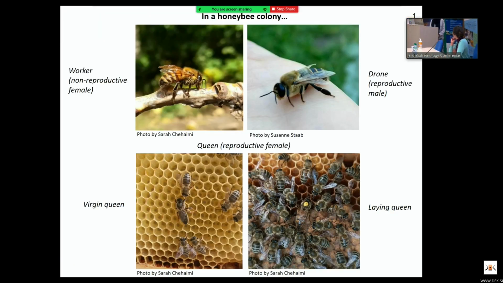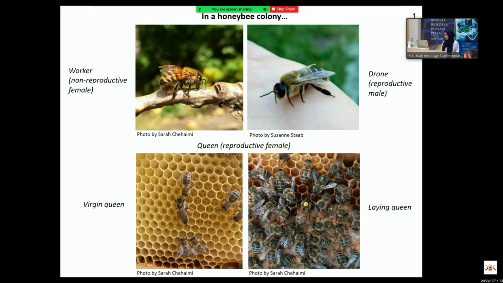So in a honeybee colony, we can find the worker bees, which are non-reproductive females, and they constitute the majority of the individuals within a colony. Then we have drones, which are reproductive males, and they are usually present in the colony in the period that goes between spring and midsummer, and they are very important for spreading the genome of their family line.